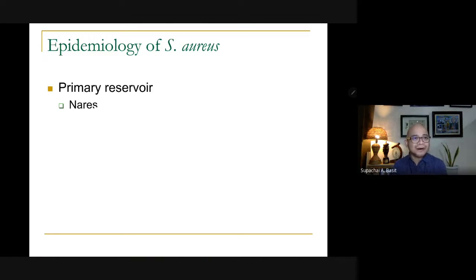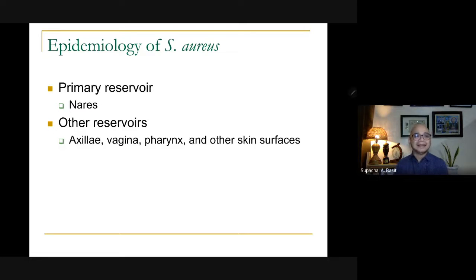So let's talk about the epidemiology of Staphylococcus aureus. As I've told you, the primary reservoir would be our nose, and other reservoirs would include axillae, vagina, pharynx, and other skin surfaces.